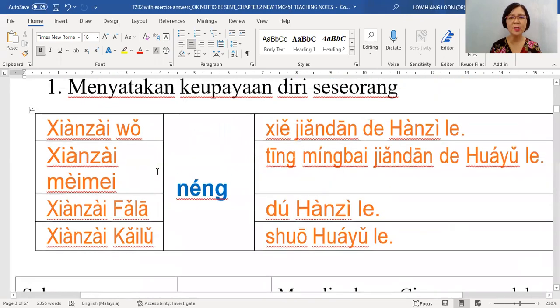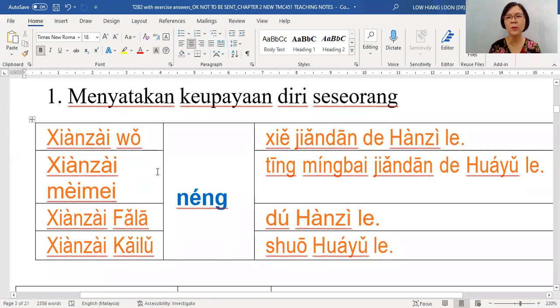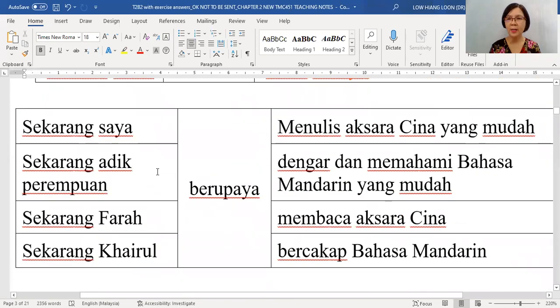So students, this is the Mandarin version, but you really, really need to know the meaning. And then at home, please practice back. Sekarang, 现在, saya, 我, berupaya, 能, and then need to figure out, menulis aksara Cina yang mudah, becomes menulis mudah punya aksara Cina. 写简单的汉字. Okay, you learn one by one. All right. Okay, 老师 will stop the recording first.